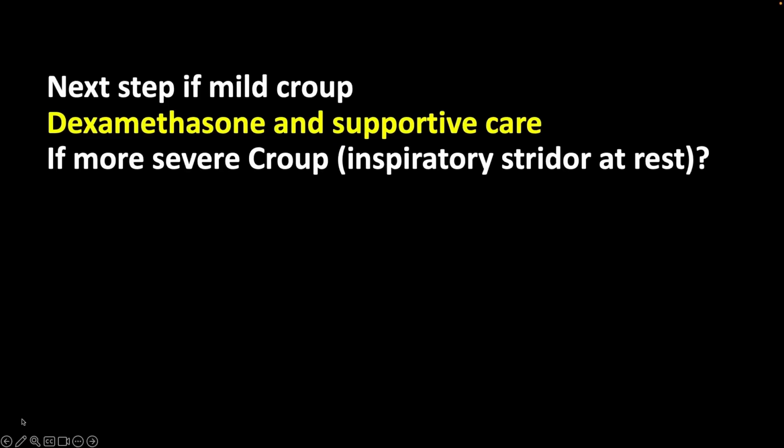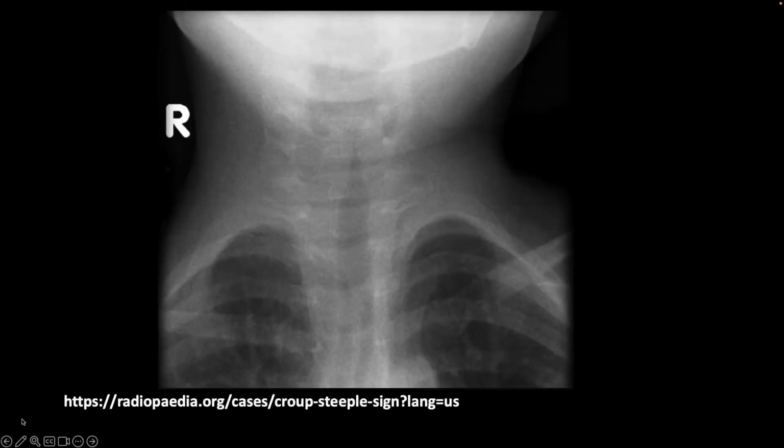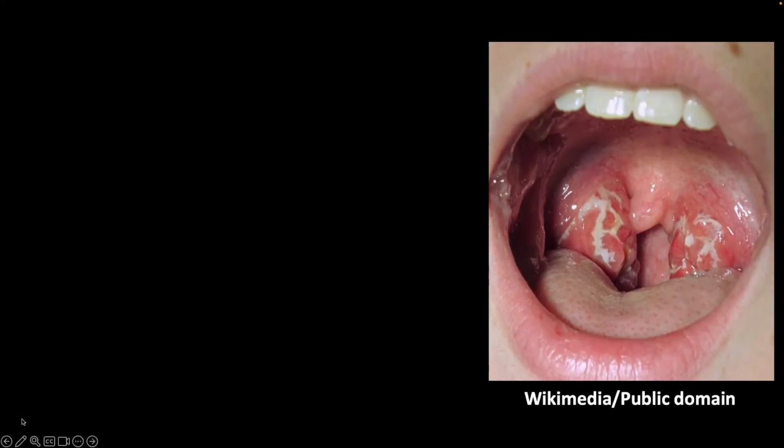And if it's mild croup, what do you do? You're going to want to do dexamethasone and supportive care. However, if it's more severe croup, like inspiratory stridor at rest, then you're going to want to hospitalize them and give them racemic epinephrine. Here's an example of that steeple sign from croup, that subglottic narrowing.